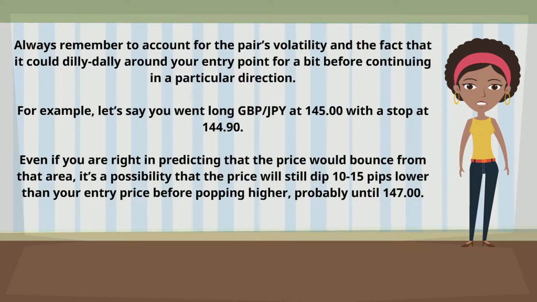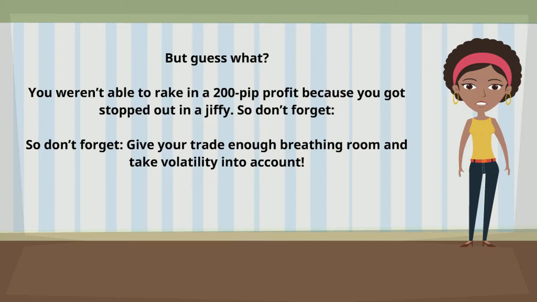For example, let's say you went long pound sterling to Japanese yen at 145.00 with a stop at 144.90. Even if you are right in predicting that the price would bounce from that area, it's a possibility that the price will still dip 10 to 15 pips lower than your entry price before popping higher, probably until 147.00. But guess what? You weren't able to rake in a 200 pip profit because you got stopped out in a jiffy. So don't forget, give your trade enough breathing room and take volatility into account.